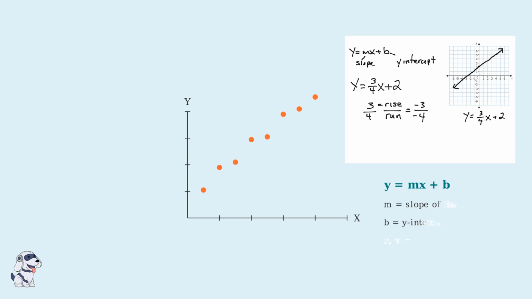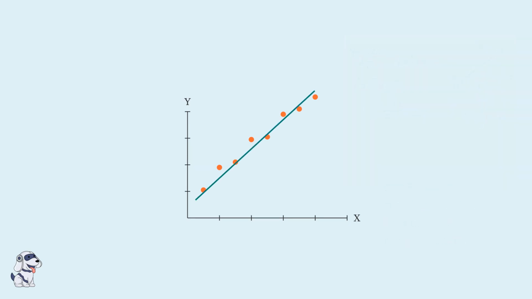In this equation, m represents the slope of the line, which tells us how steep the line is. The value b is the y-intercept, showing where the line crosses the y-axis. The variables x and y represent the coordinates of any point on the line. Linear regression finds the best fitting straight line through our data points. This line minimizes the overall distance between the line and all the data points.